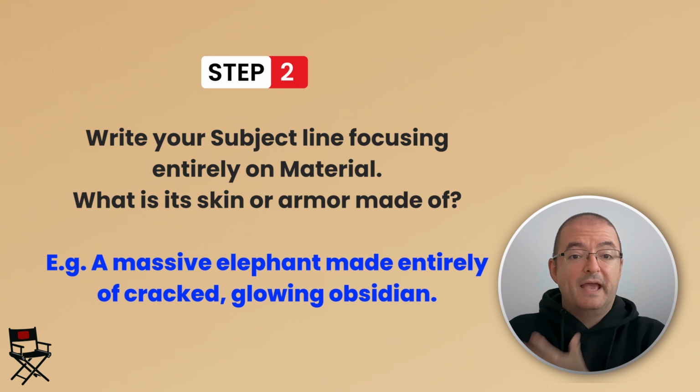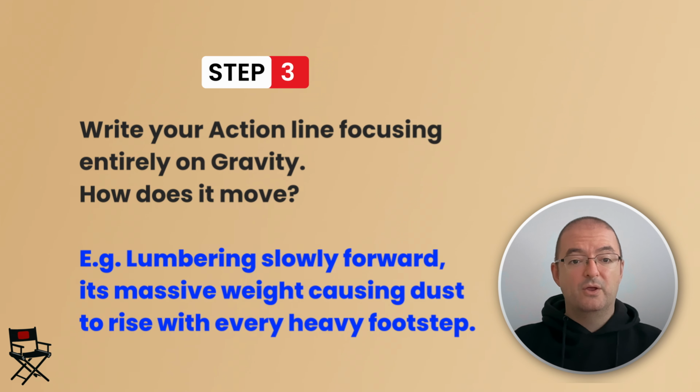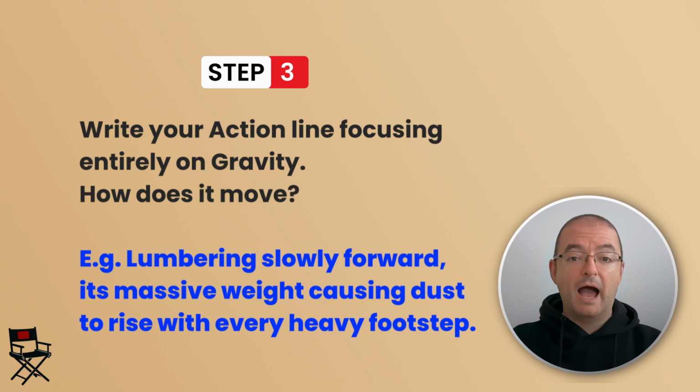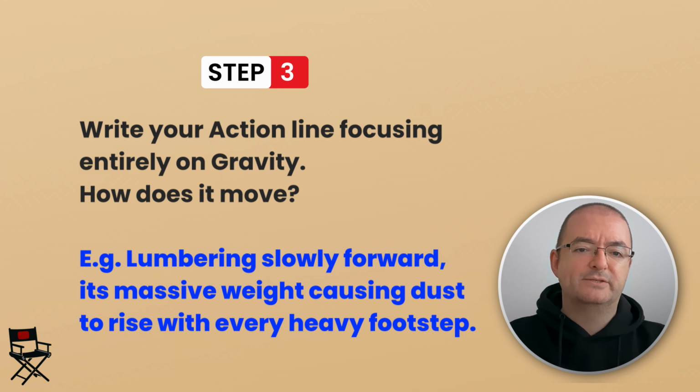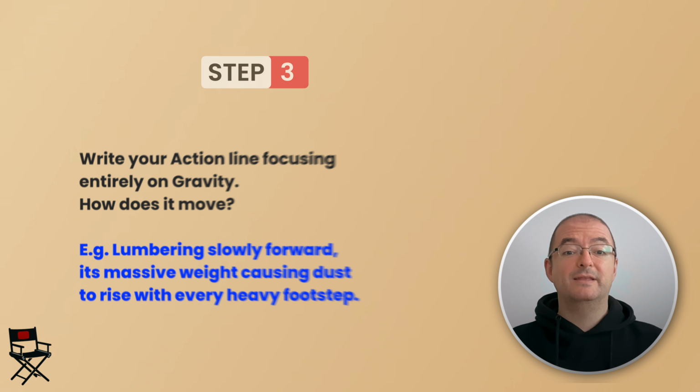For example, a massive elephant made entirely of cracked, glowing obsidian. Step 3. Write your action line focusing entirely on gravity. How does it move? For example, lumbering slowly forward, its massive weight causing dust to rise with every heavy footstep. Put it in an environment and generate the video.